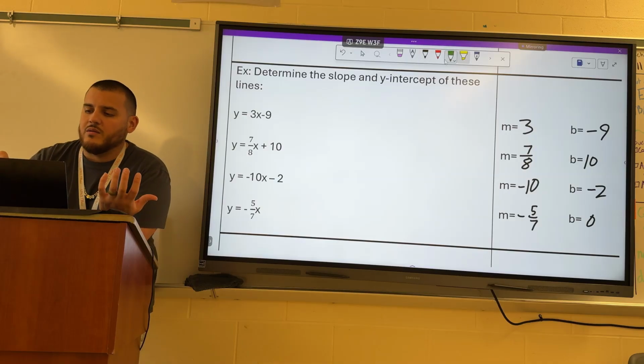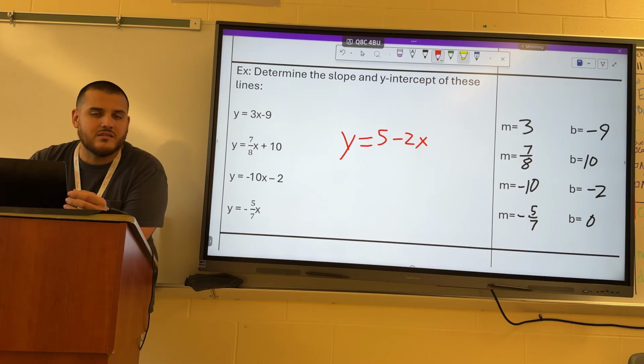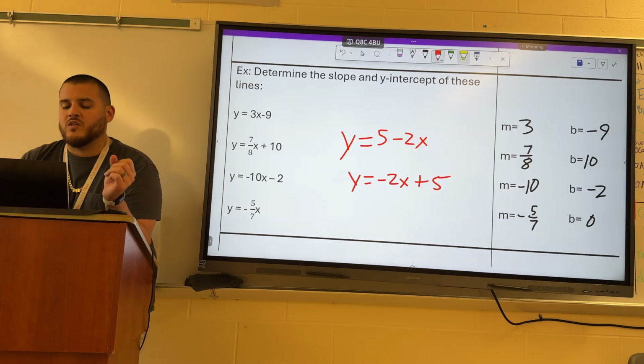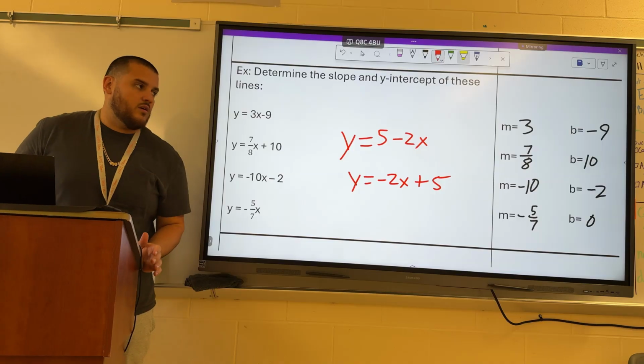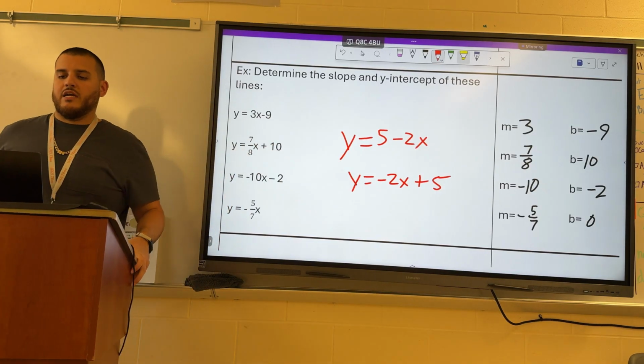Also, just be aware, sometimes your slope-intercept can be a little scrambled, so you could have something like y equals 5 minus 2x, which would be no different than y equals -2x plus 5. Right? So just be aware, sometimes it could be a little bit out of order there. The y-intercept would be 5, the slope would still be the -2 there in front of our x.